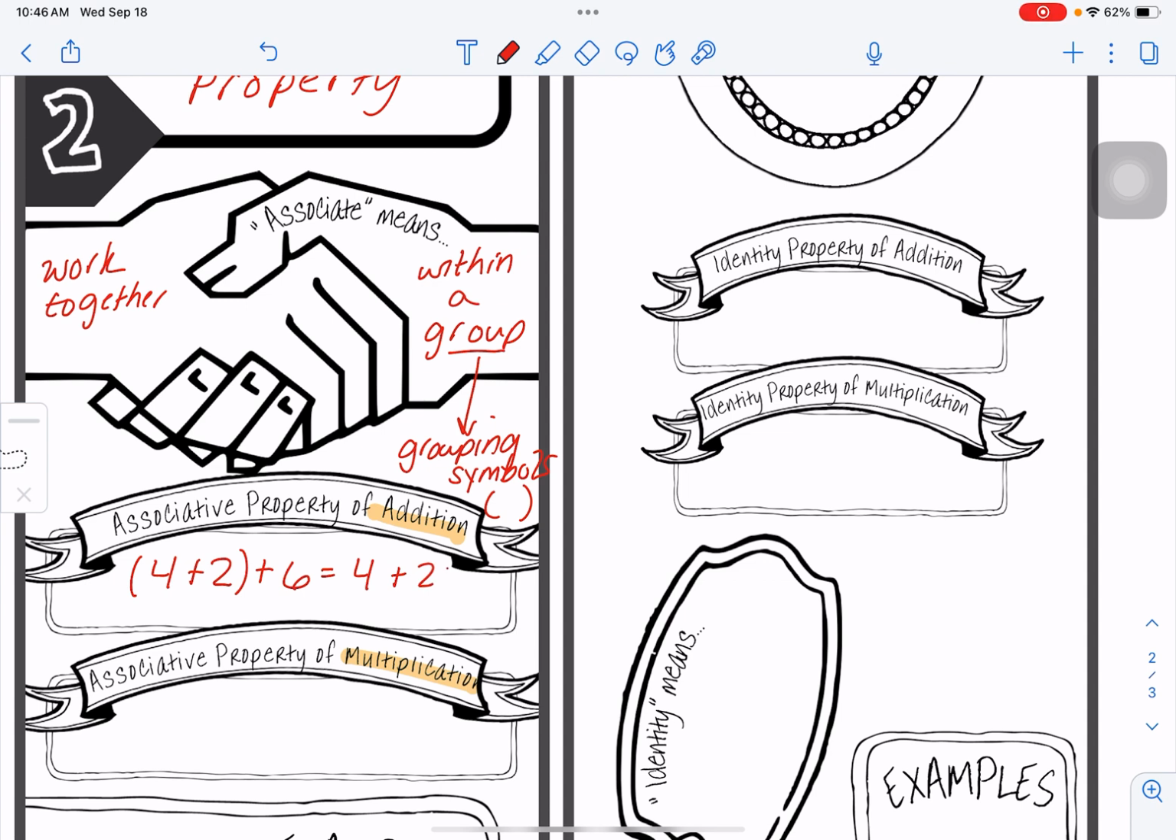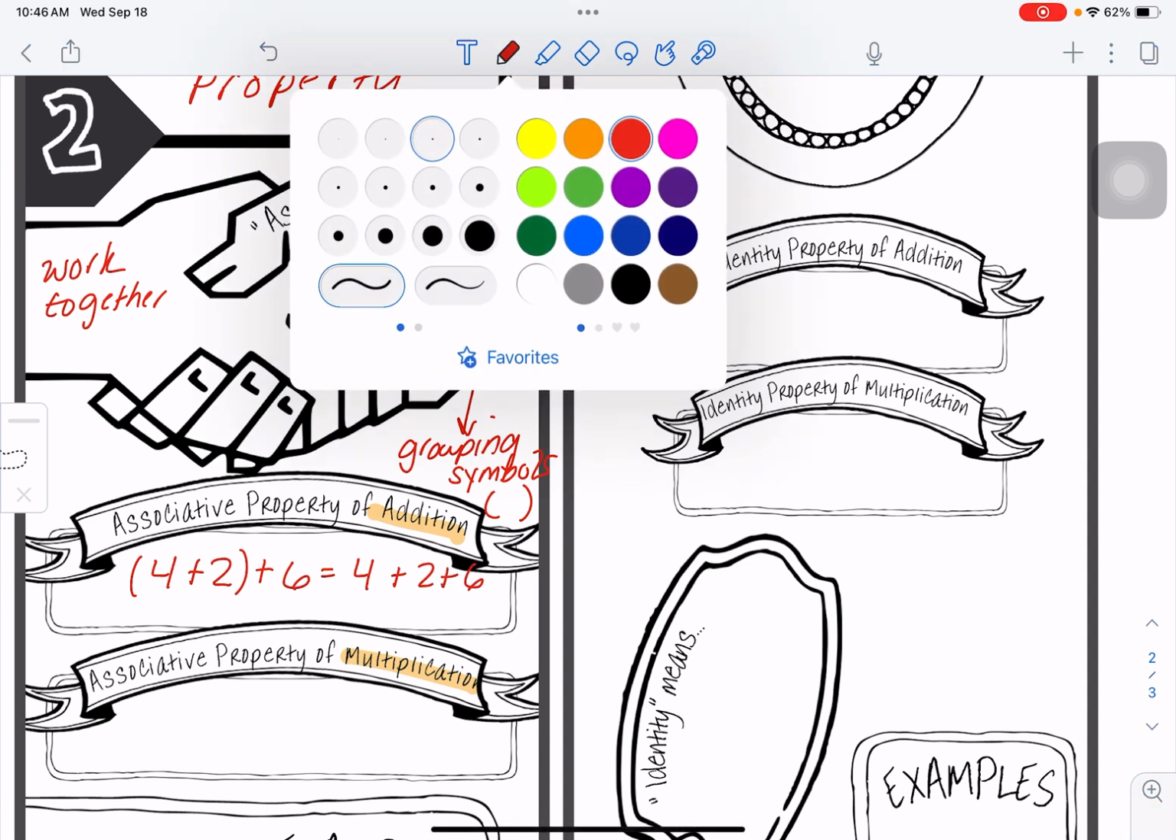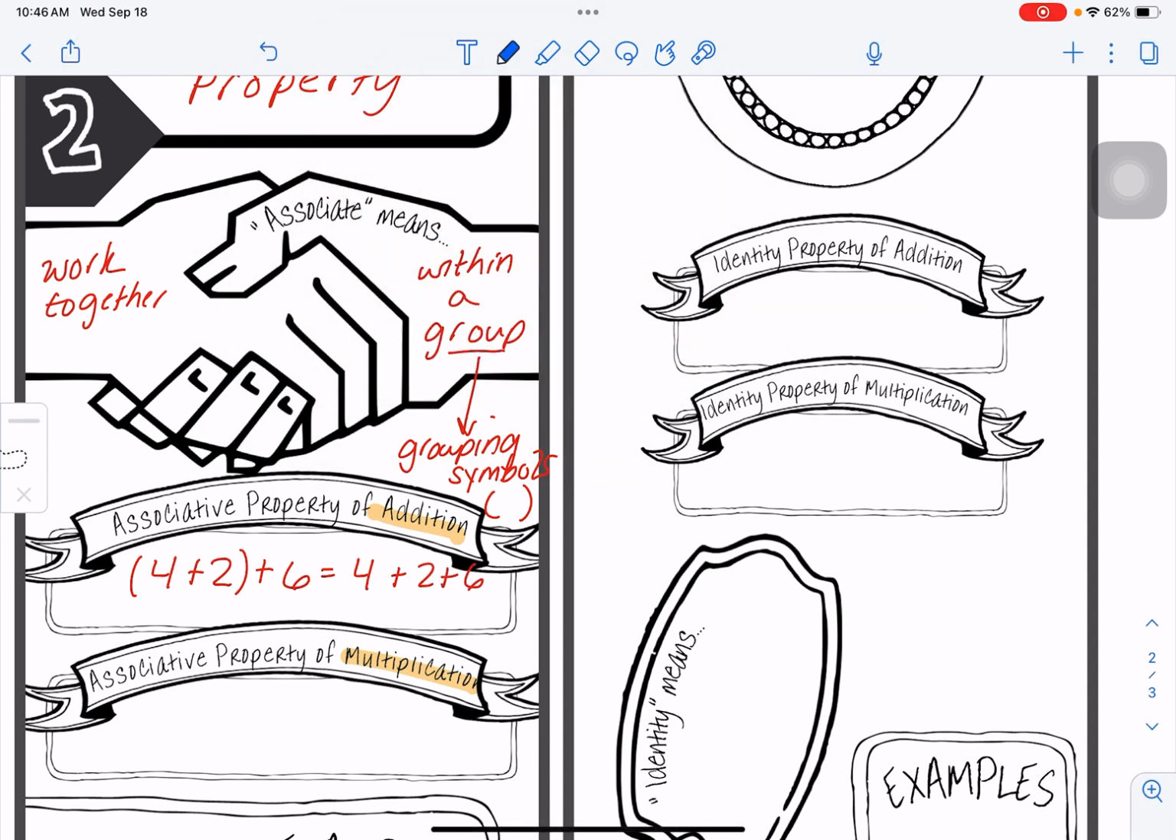So I'm going to keep the numbers exactly the same. They are not changing. But instead, I'm going to change my grouping symbols to be around the 2 and the 6. Do I still get the same answer? Well, 2 plus 6 is 8, and 8 plus 4 is 12. So yep, in both cases, I got an answer of 12.